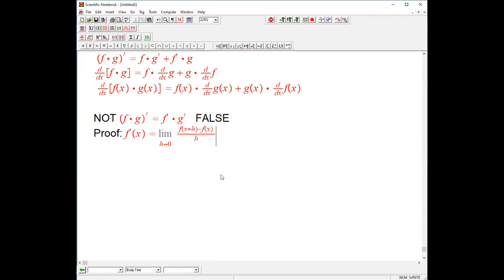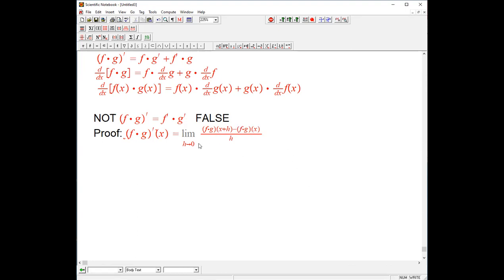When we prove the derivative, and this time it is f times g, the derivative. So now it's f times g. So this is changed to f times g, f times g.